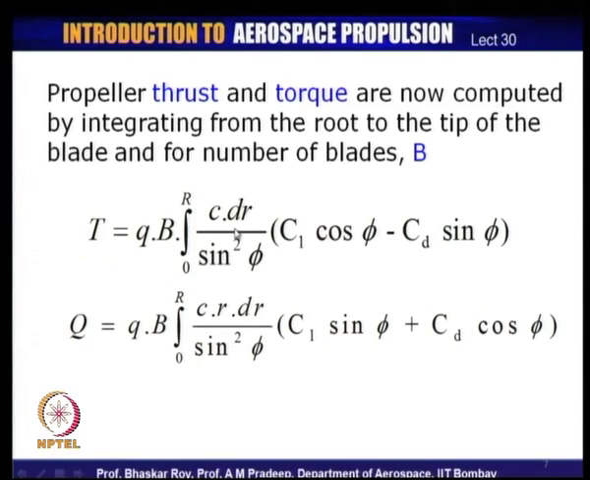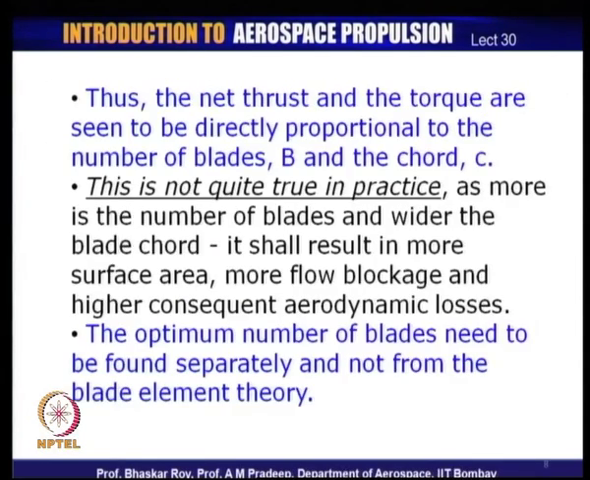Now, that gives an immediate impression that if you simply increase the number of blades, you get more thrust. Of course, you would require more torque. Or if you simply increase the size of the chord, let us say all the way from root to the tip of the blade, you would actually get more thrust, and of course, you would need to be supplied with more torque. So, if you are supplied with more torque, you would simply get more thrust. That is the impression one would get from the blade element theory and the torque and thrust equations that we have put together.